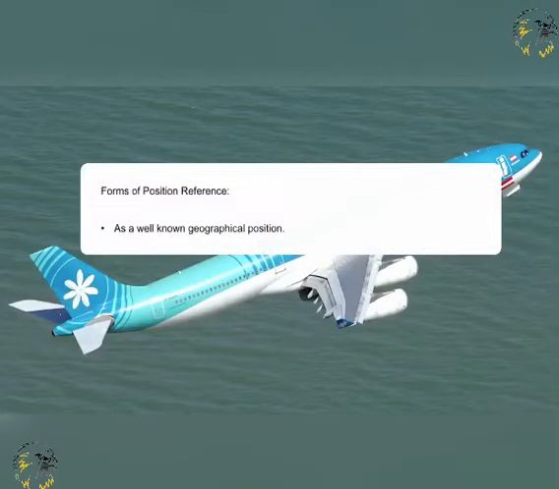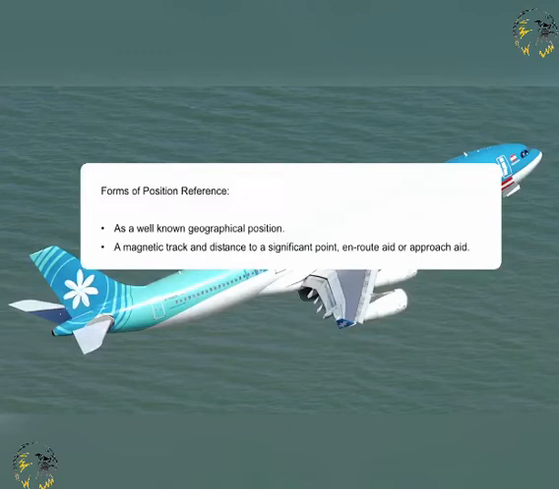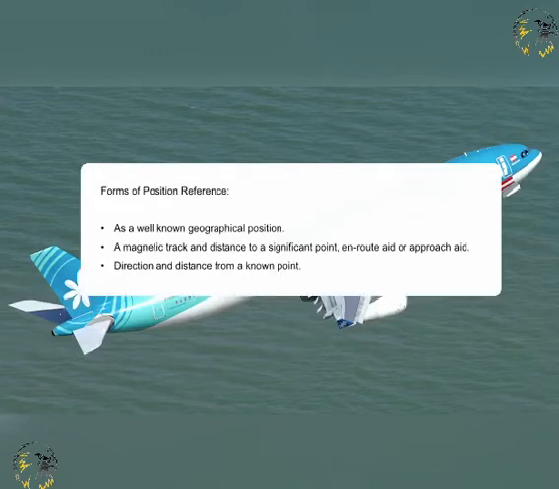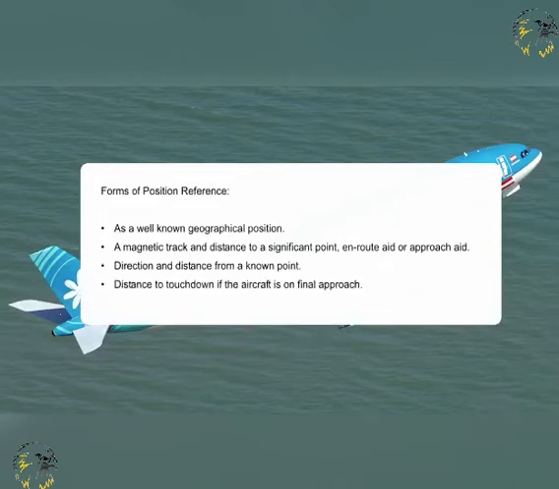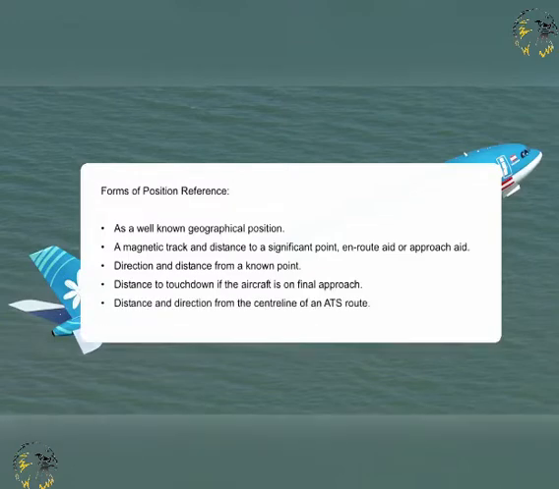When a controller passes position information to an aircraft, the position information must take on one of the following forms: be in relation to a well-known geographical position, as a magnetic track and distance to a significant point or navigational aid, as a direction and distance from a known position, as a distance to touchdown for an aircraft on final approach, and lastly, as a distance and direction from the centerline of an air traffic route.